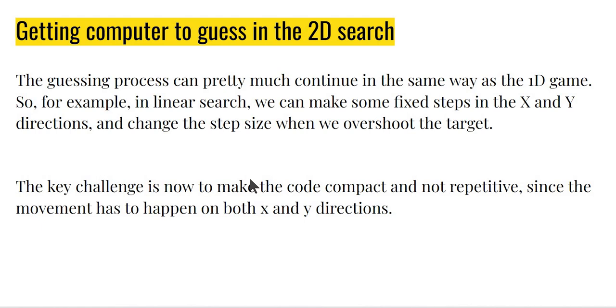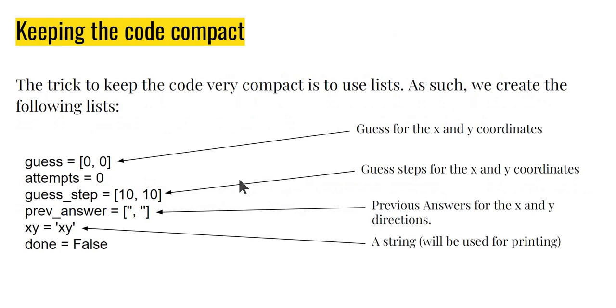Now, just to understand this problem a little bit better, imagine there is guess X, guess Y, there is guess step X, guess step Y, there's previous answer X, previous answer Y. So the code can get quite repetitive, quite fast, which can make it hard to read. Of course, it's not wrong to do a repetitive code. If you're comfortable that way, go ahead and do it. But what we will see here is how I can make this code compact and still make it work.